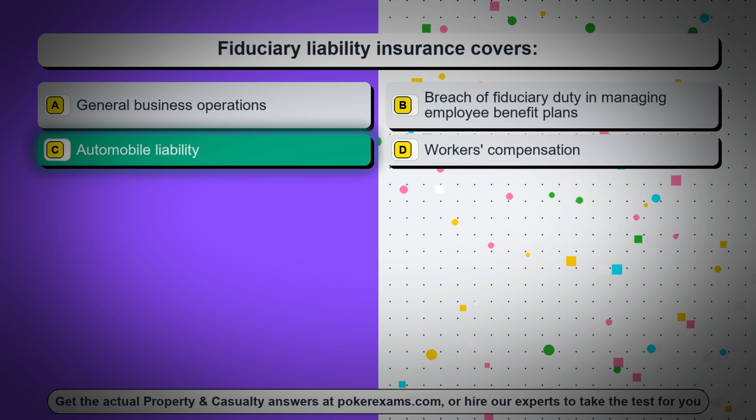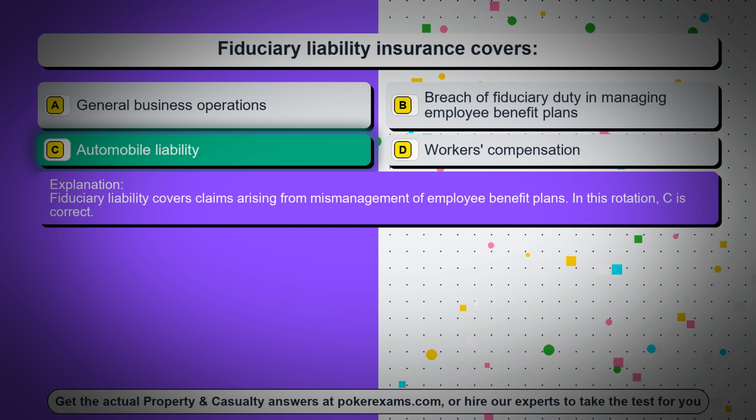The correct answer is option C, automobile liability. Fiduciary liability covers claims arising from mismanagement of employee benefit plans. In this rotation, C is correct.